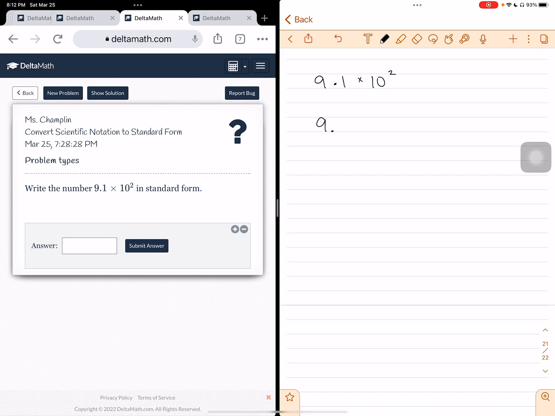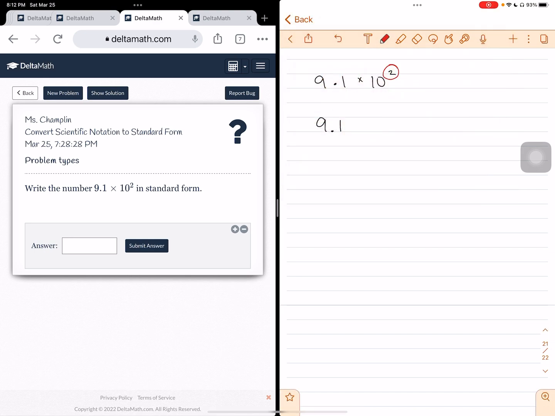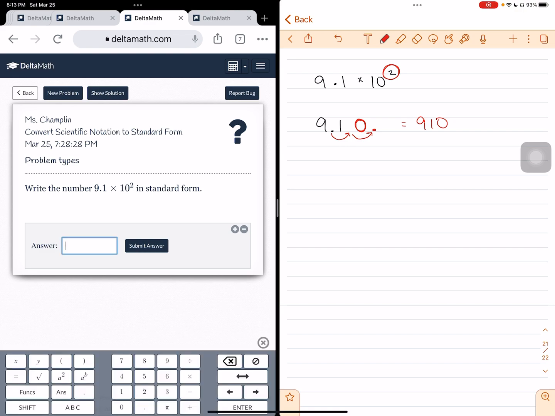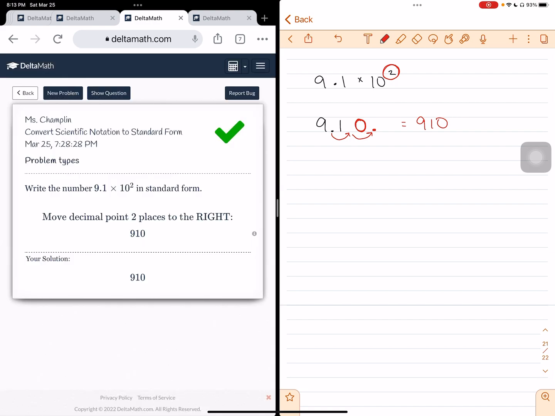So I have 9.1. And then this times 10 to the positive 2 power means I'm moving my decimal 2 places to the right. And so that means I need to add in a 0 in this empty place here. And now this is 910, right? And if you guys were to use your calculator to do that, you would definitely get 910.